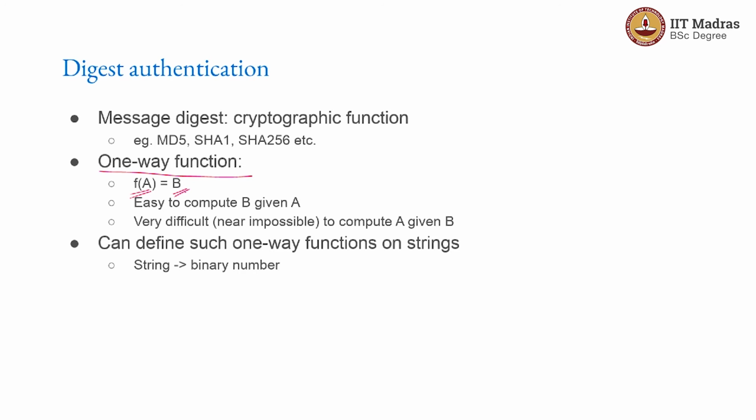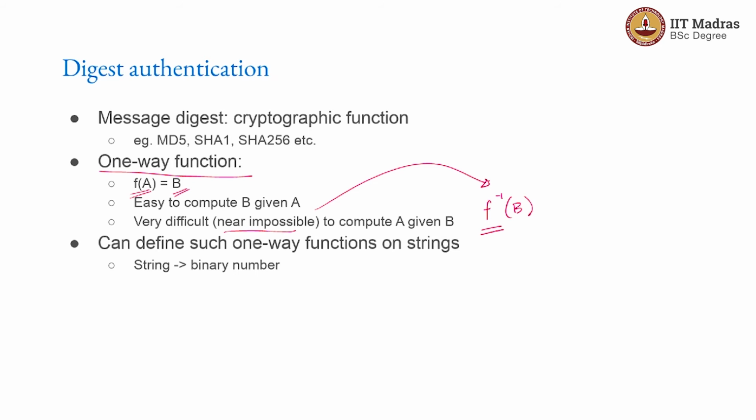Now, what are the properties of a one-way function? The forward function is easy to compute. That is, if I am given A, f of A is easy to compute. On the other hand, it's nearly impossible to do the reverse. That is to say, if I give you B, can you get back A such that f of A is equal to B? Normally, we would call this f inverse, right? And this is nearly impossible to compute. There are ways to prove this mathematically, right, for certain kinds of functions.